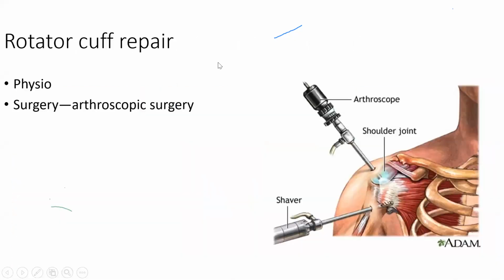Now how will you repair a rotator cuff? Repair is by arthroscope. Normally, if the tear is not too much, or your muscles are only slightly weak, initially you do conservative treatment. How will you do conservative treatment? You give painkillers, ice packs, then physiotherapy and all that.